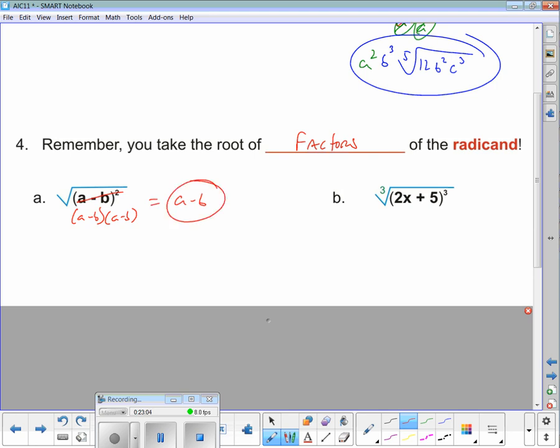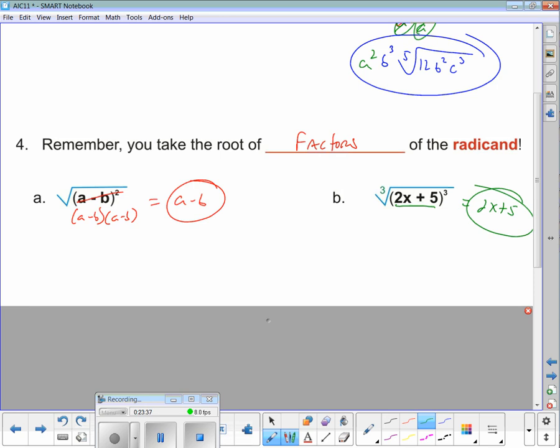Again, you can think of it as square roots undo squares if you want to think of it that quickly, and you can. But it's the whole quantity. In B, what is this? This is a 2x plus 5 quantity times a 2x plus 5 quantity times a 2x plus 5 quantity. So what is the answer? The 2x plus 5. Cube roots undo cubes.